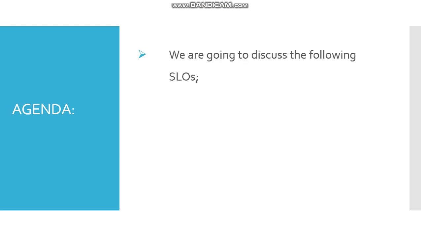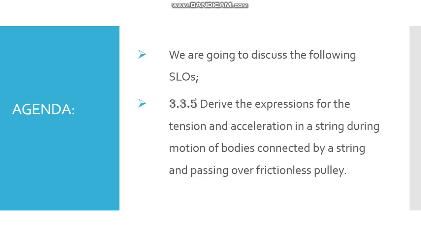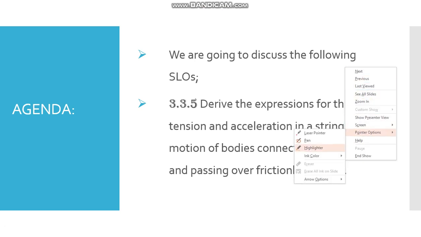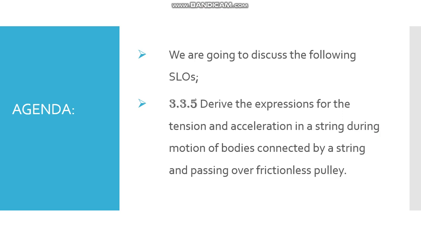So let's start. In this lecture, we will first talk about our agenda. We are going to discuss the following SLOs: derive expressions for the tension and acceleration in a string during motion of bodies connected by a string and passing over a frictionless pulley. So in this lecture video, we will be talking about tension and acceleration in a string during motion of bodies connected by a string and passing over a frictionless pulley.